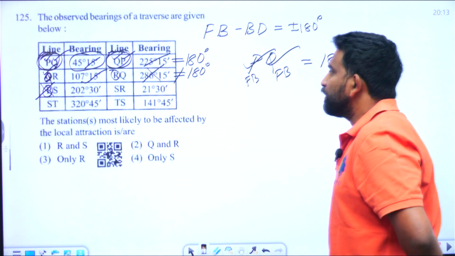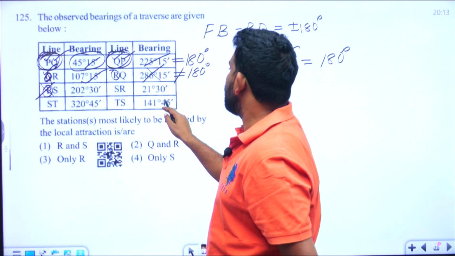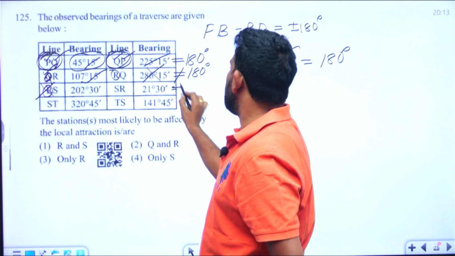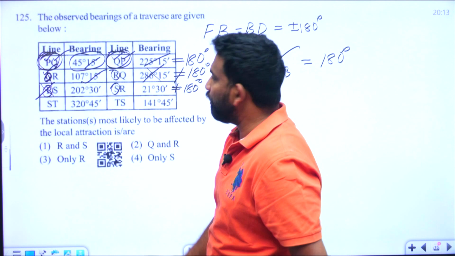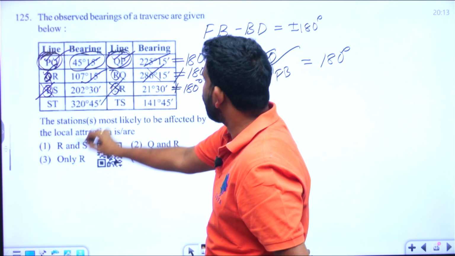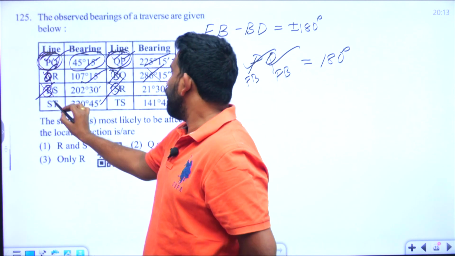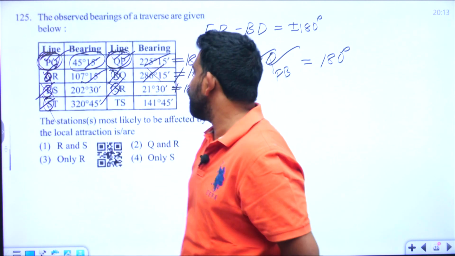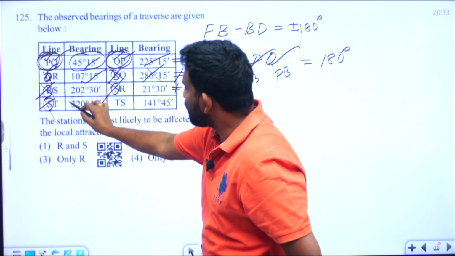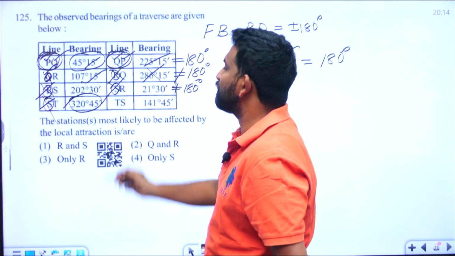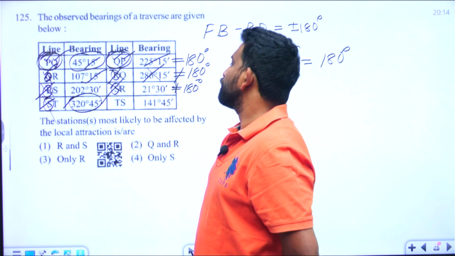Okay, so it's clear. Now, the difference between 202 degrees 30 minutes and 21 degrees 30 minutes is also not equal to 180. And we can see that station S is also involved here, so the readings that we are taking from S are also wrong. So R is wrong, S is wrong, and whatever readings we take from S will also be wrong. Now T, we don't know. We can't justify whether T is correct or not. So 141 degrees TS.